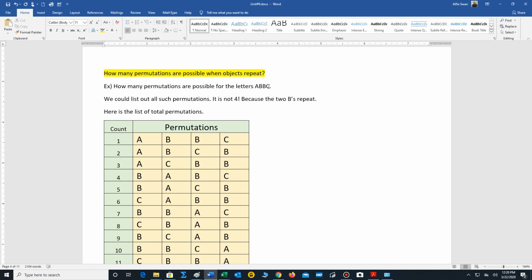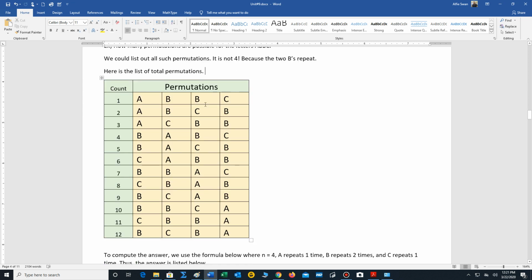As we learned previously, if all the letters were different, it would be very simple to calculate the answer. You would just take 4 factorial, and that would be 24. However, the problem here is that two letters repeat, and these two letters are identical. So one way to determine the total number of permutations is to list them out. Here I provide a list of all the permutations for those four letters, and we get an answer of 12.